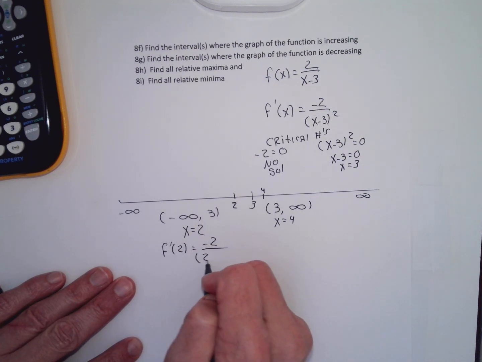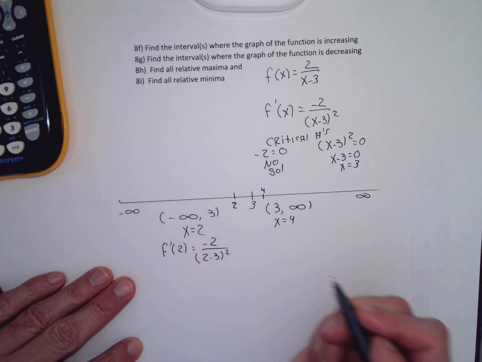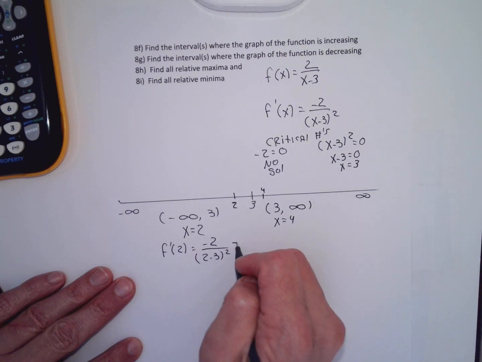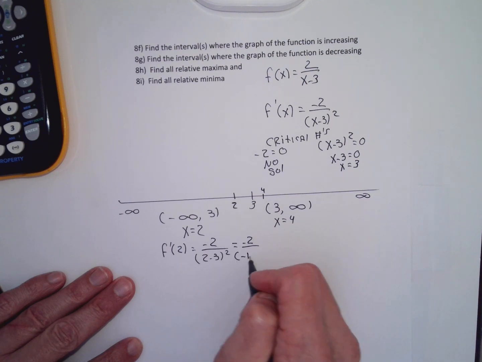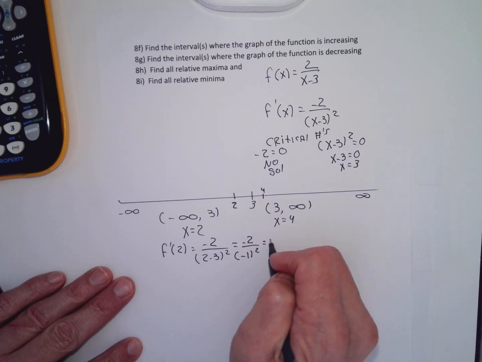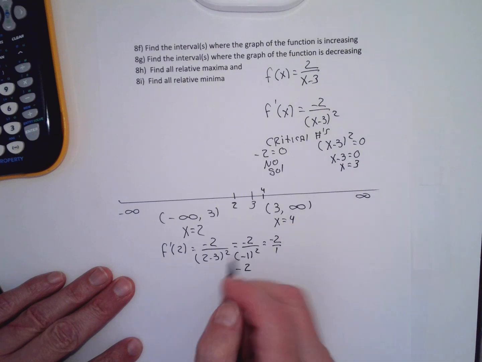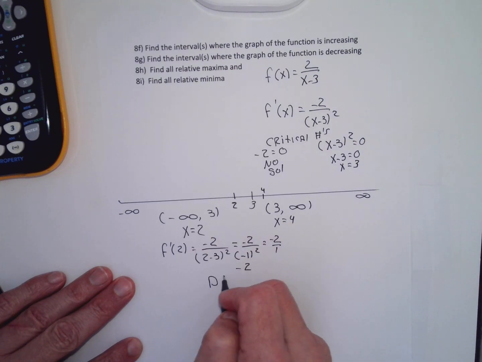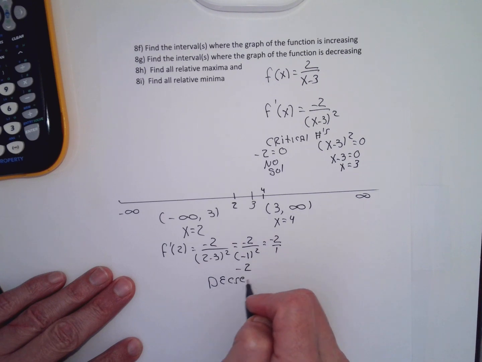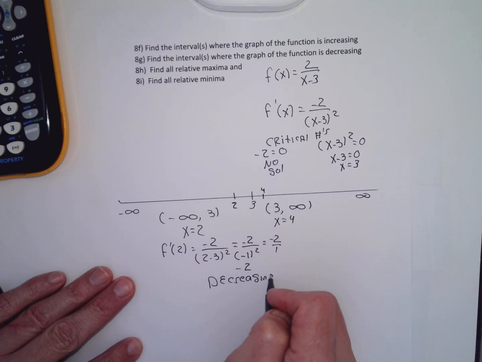over 2 minus 3 squared. I can do this without my calculator quicker. It's ugly on my calculator to enter. This is negative 2 over negative 1 squared, which is negative 2 over positive 1. That's negative 2. So in this interval, the graph of the function is decreasing.